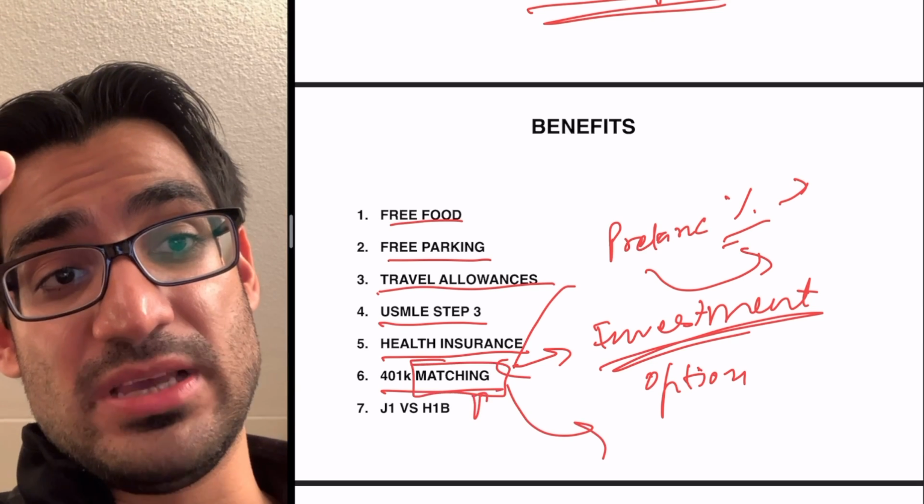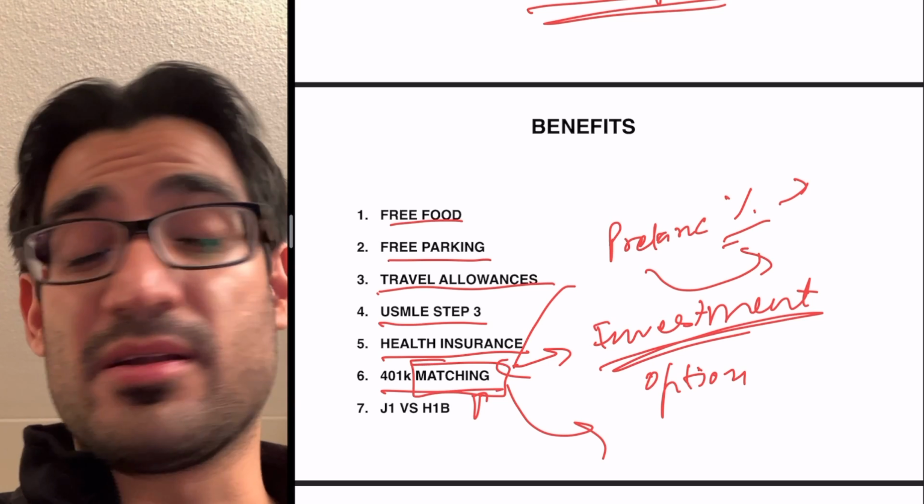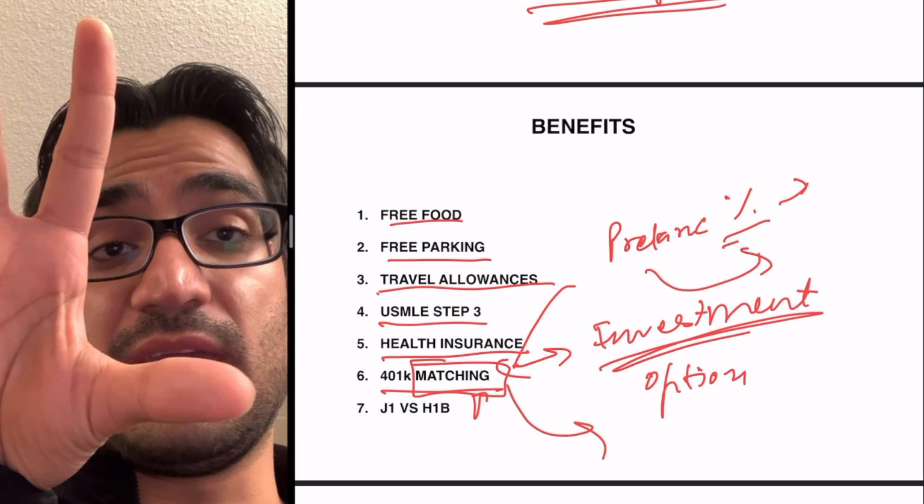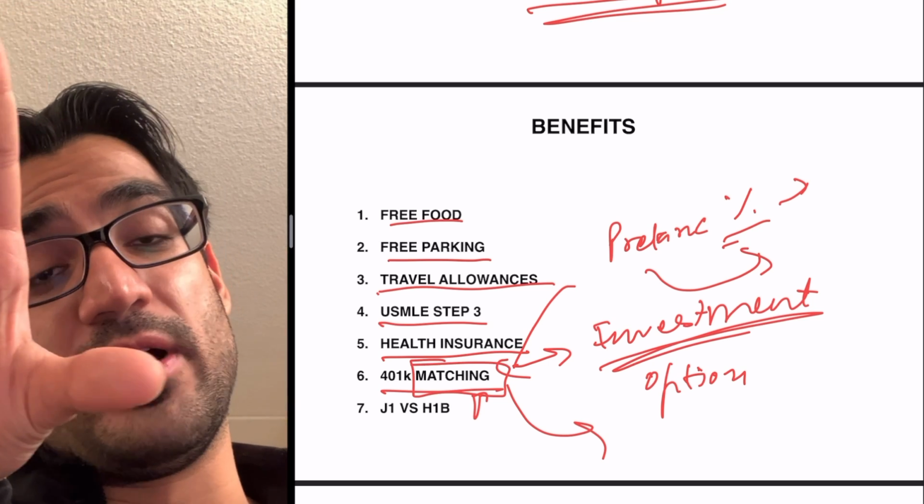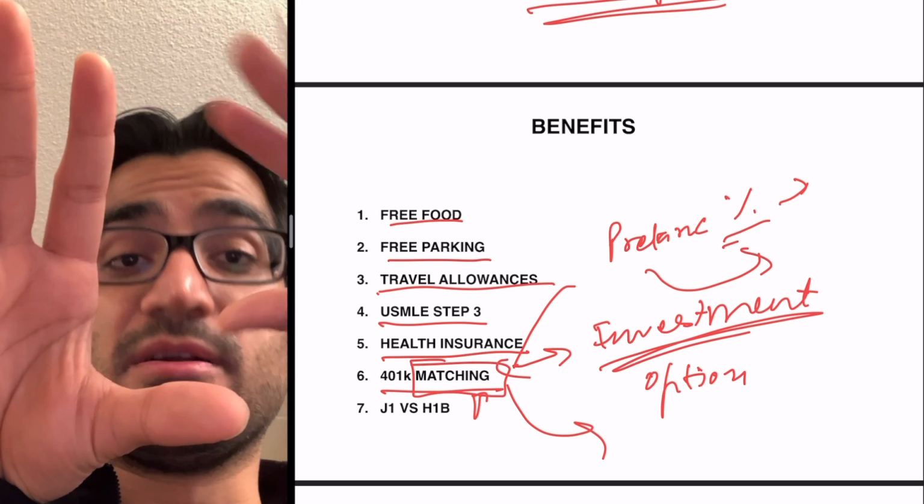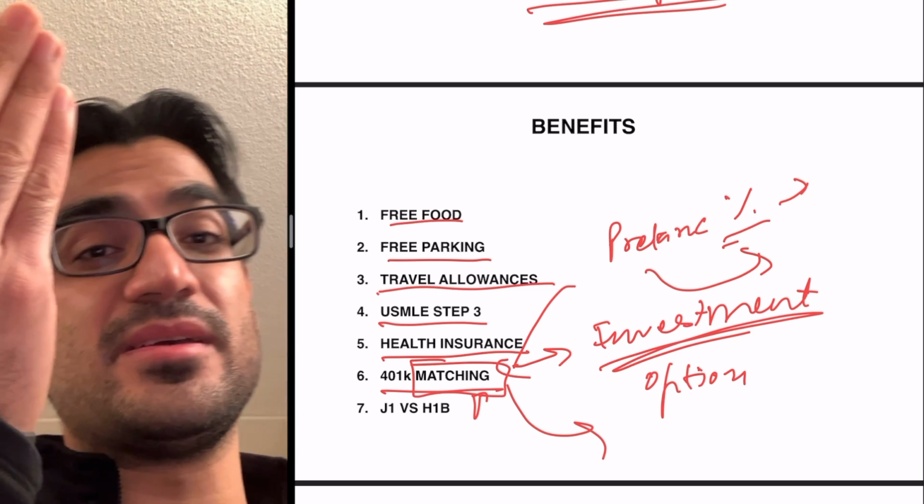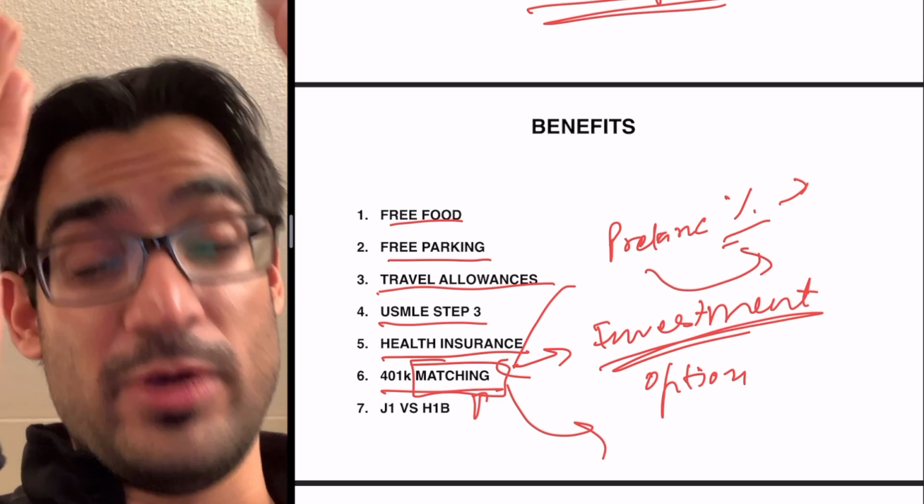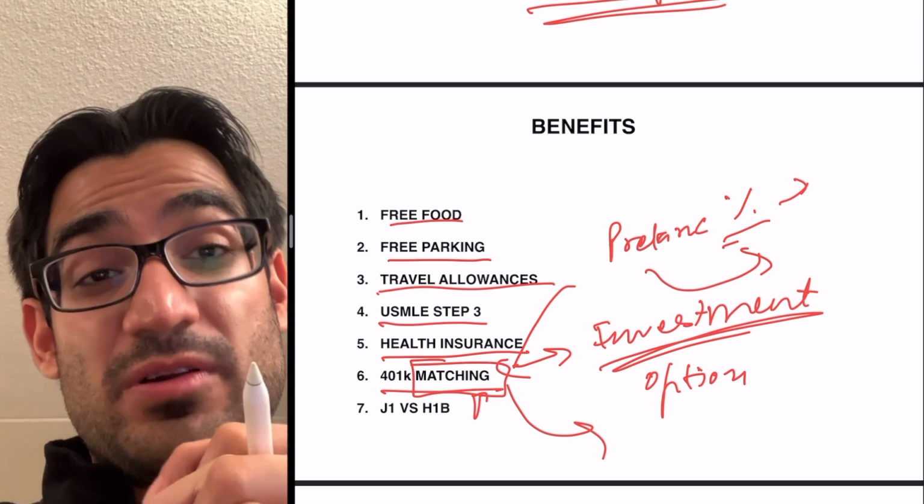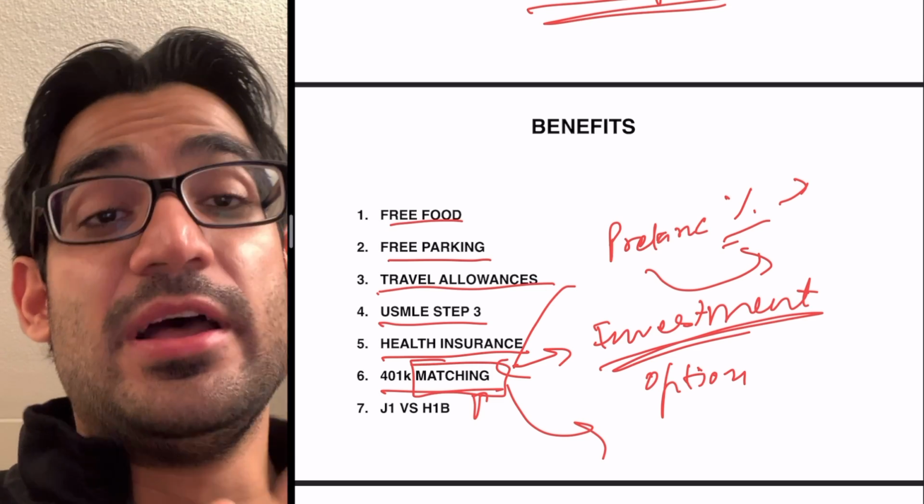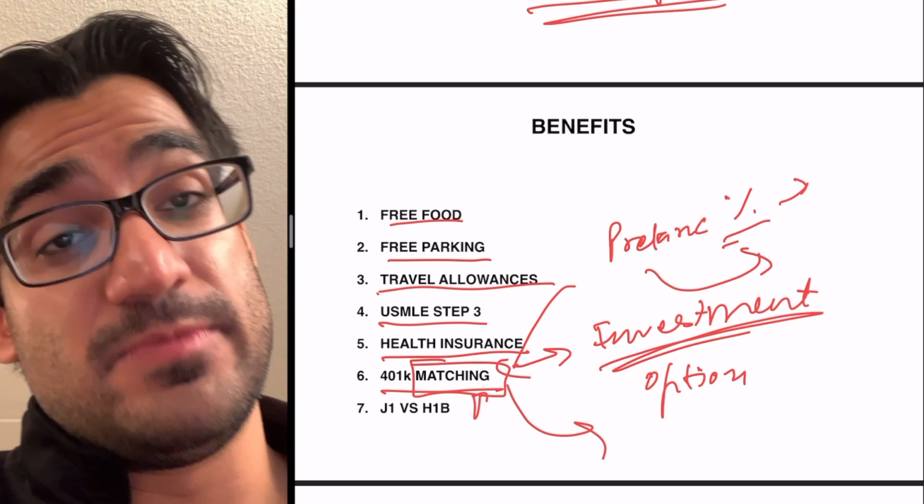What matching is: let's say I put $100 per month into my 401k, and if I do that, my employer will also match it with $100. So in total, I will invest $200, $100 from my side, and my employer will also invest with me, combining it to a total of $200. That's called matching. Some programs do this, some programs don't.